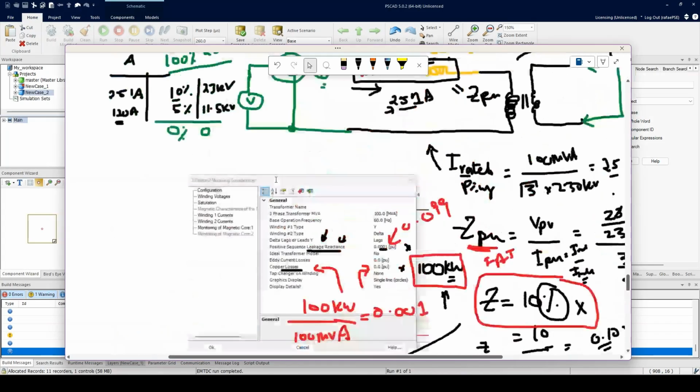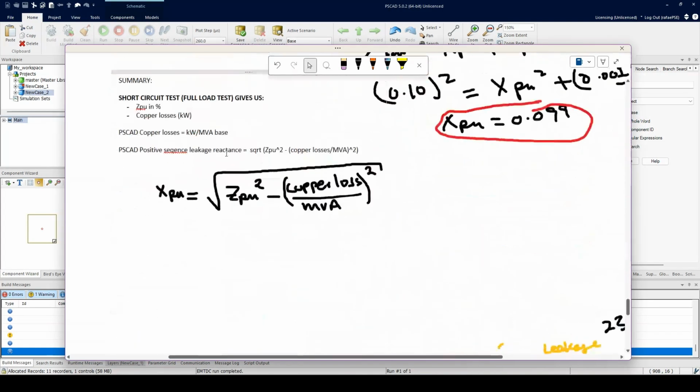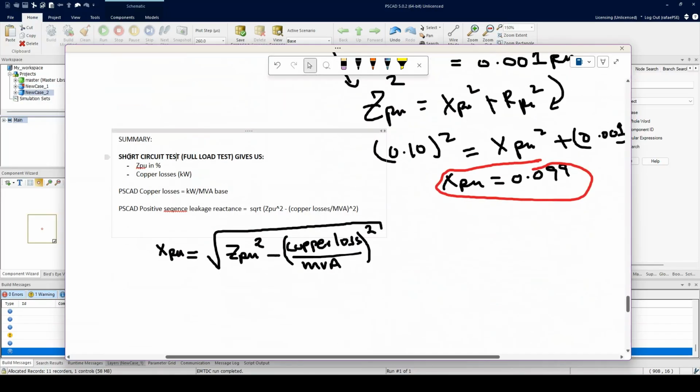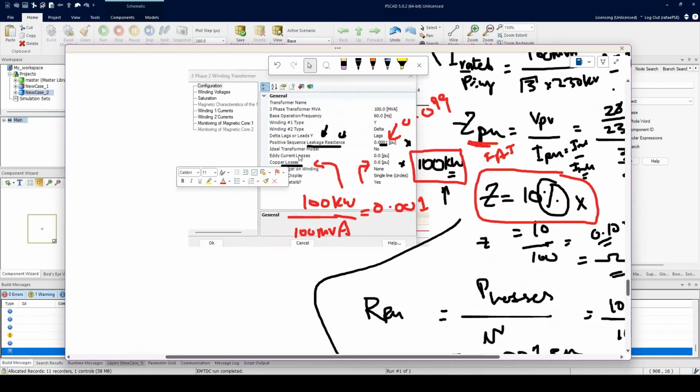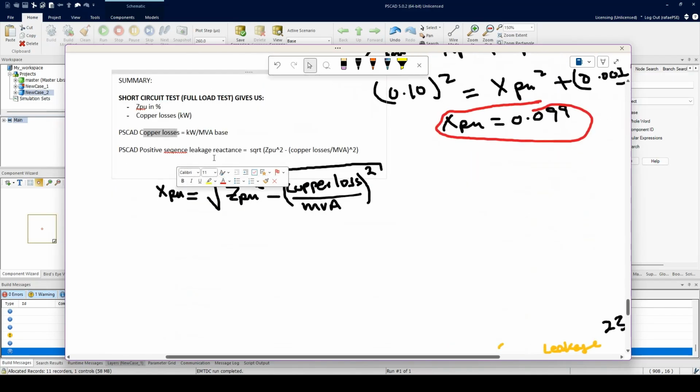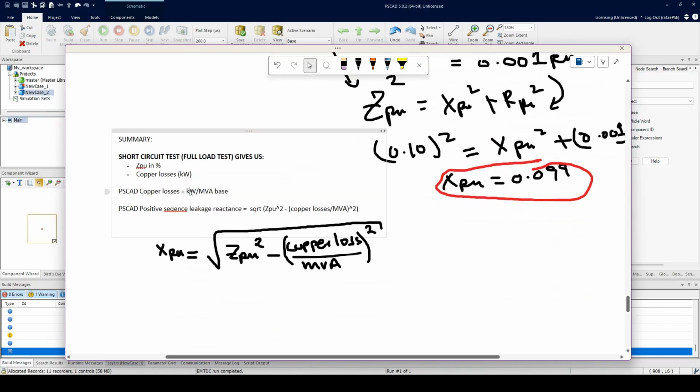The summary of what we talked about really boils down to the short circuit test. It's also called the full load test, which gives us the Z per unit in percentage and copper losses in kilowatts. For PSCAD purposes, for the copper losses, take the kilowatts or copper losses from the FAT and divide it over the MVA base of the transformer, and that's what you would enter in PSCAD.